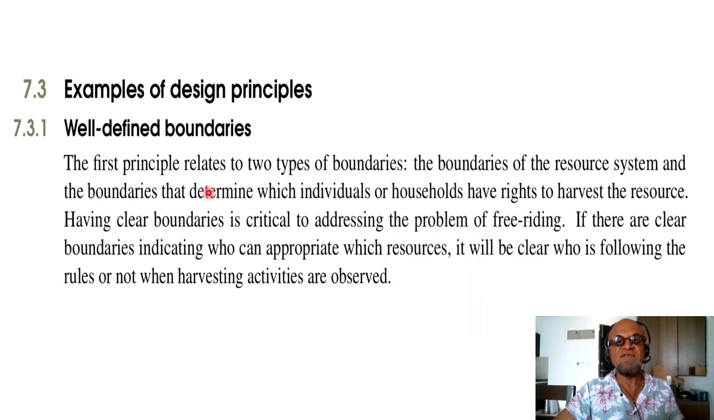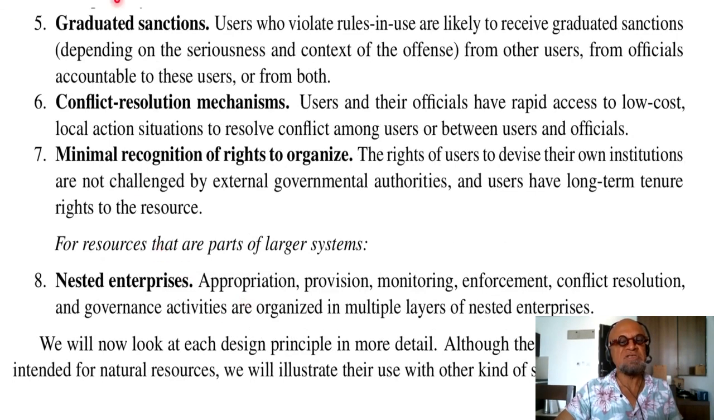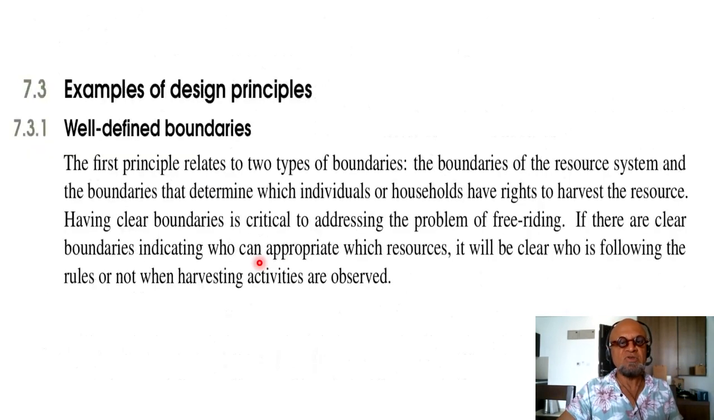Okay, examples of design principles. We looked at the design principles before. If you remember, we just quickly recap. Clearly defined boundaries, proportional equivalence between benefits and costs, collective choice arrangements, monitoring, credibility of the monitor's legitimacy and salience, graduated sanctions, conflict resolution mechanisms, minimal recognition of rights to organize, and nested enterprises for resources that are parts of larger systems, which almost always is the case.